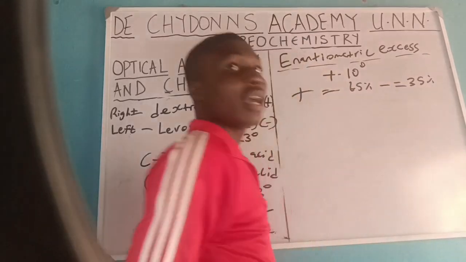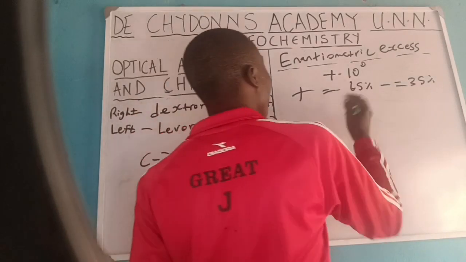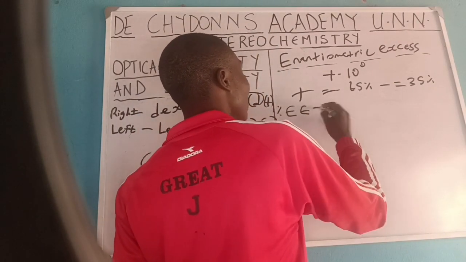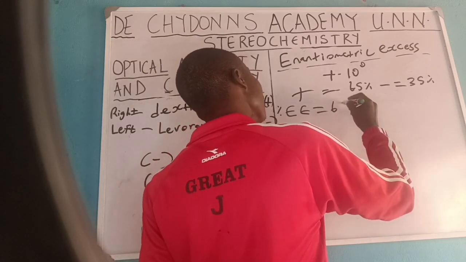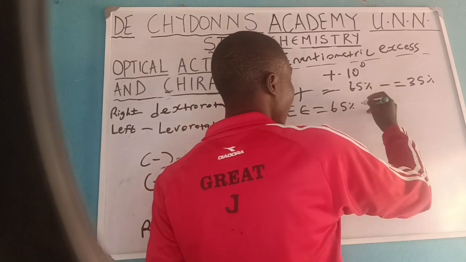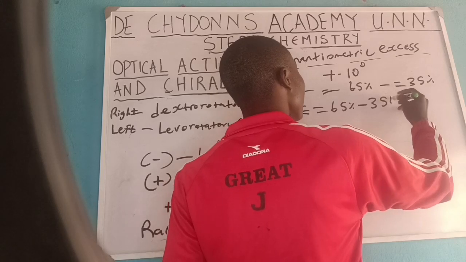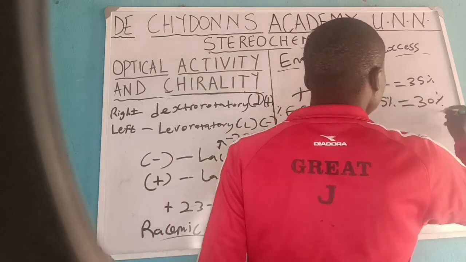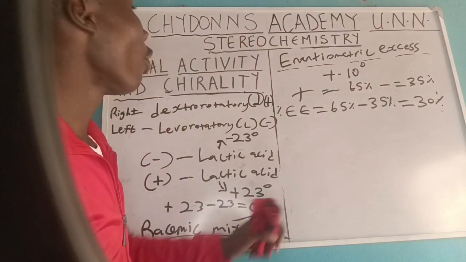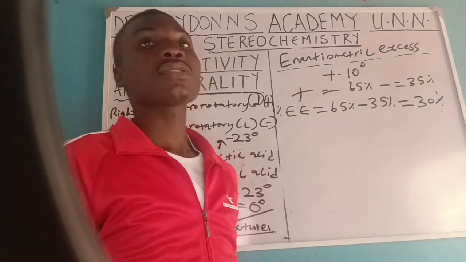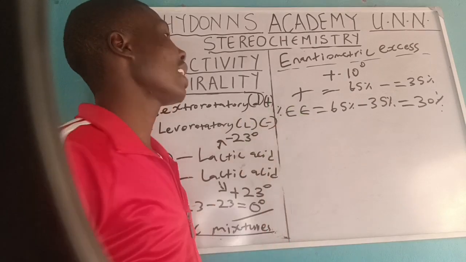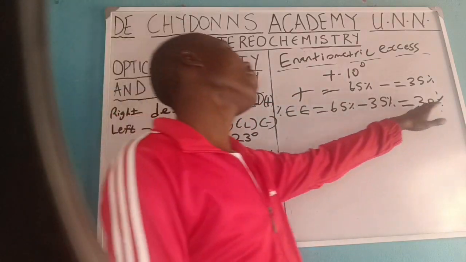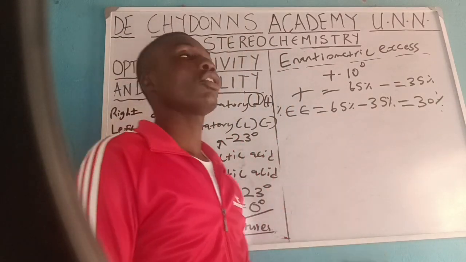That makes up 100%. The implication is that the percentage that is the enantiomeric excess here is now going to be 65% minus 35%. Now, when you do that appropriately, it's going to be what? 30%. The implication is that the extra 30% of the dextrorotatory isomer, which has the positive sign and rotates to the right, is what's going to be responsible for the observed rotation of the mixture.